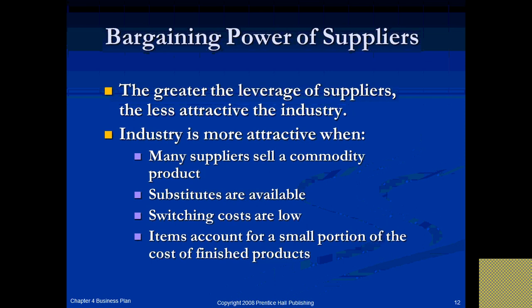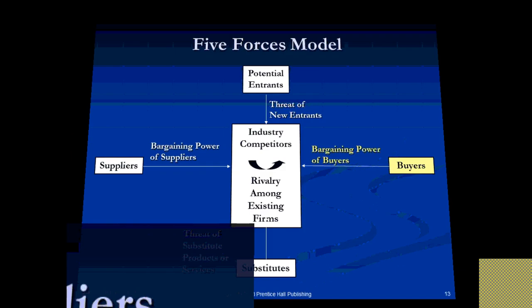Are there substitutes available? And if substitutes are available, will our consumer want them? Can it work? What is the cost of switching from one supplier to another? We want it to be low. We don't want the cost of switching from one supplier to be high, because if it is high, then we would be stuck with that supplier. Alright? So we now want to look at the bargaining power of our buyers.